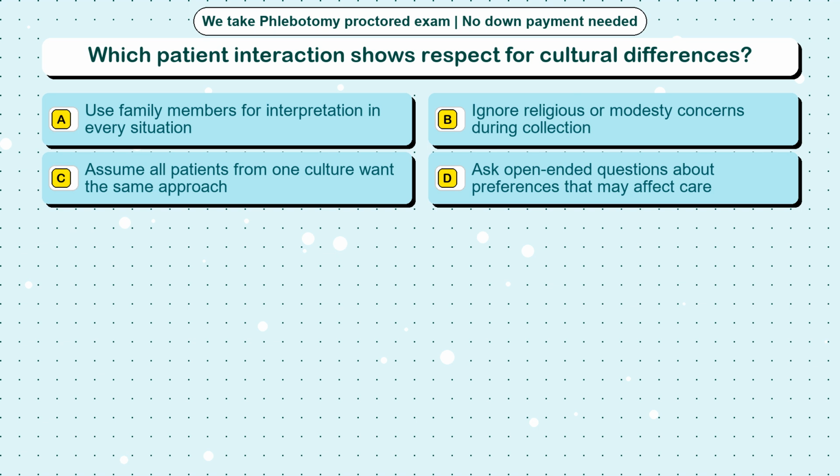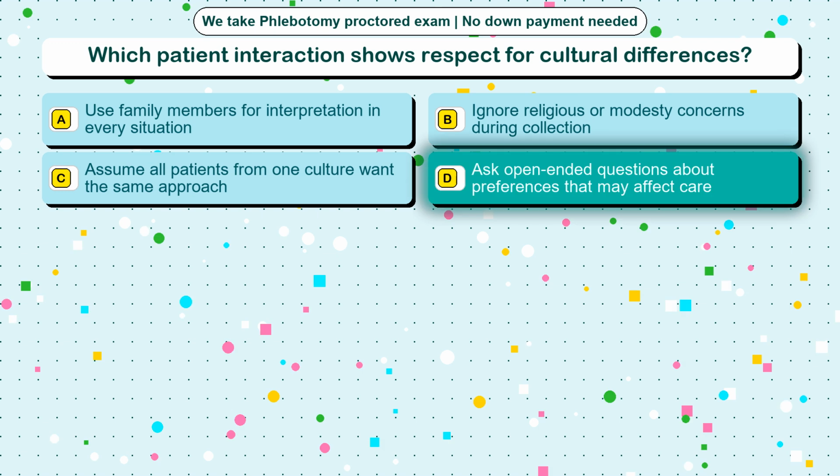Question 2. Which patient interaction shows respect for cultural differences? Option A, use family members for interpretation in every situation. Option B, ignore religious or modesty concerns during collection. Option C, assume all patients from one culture want the same approach. Option D, ask open-ended questions about preferences that may affect care.